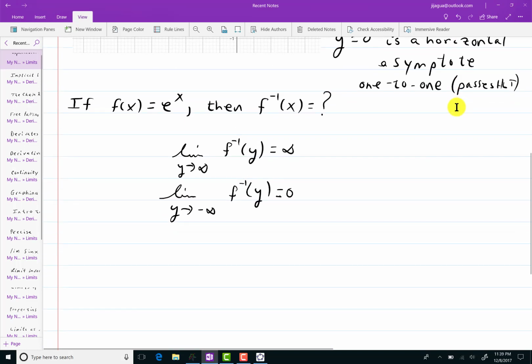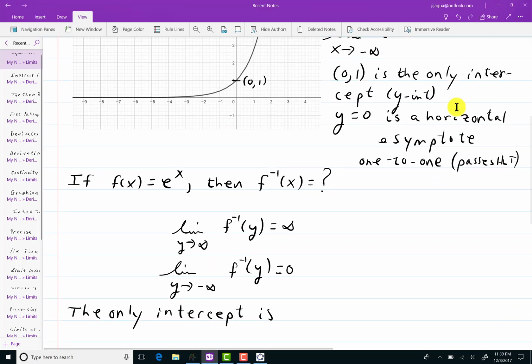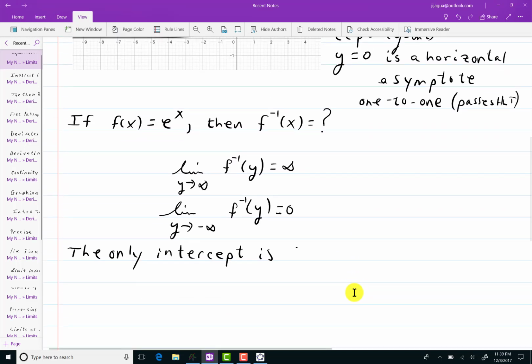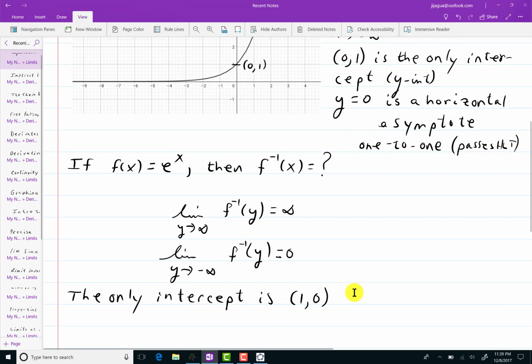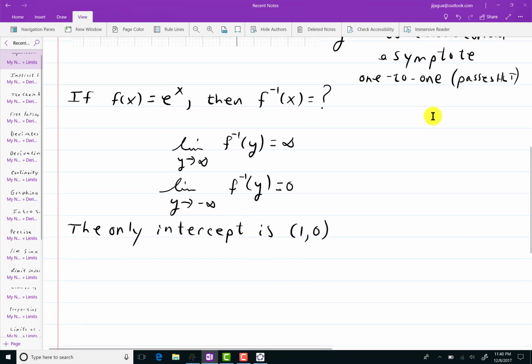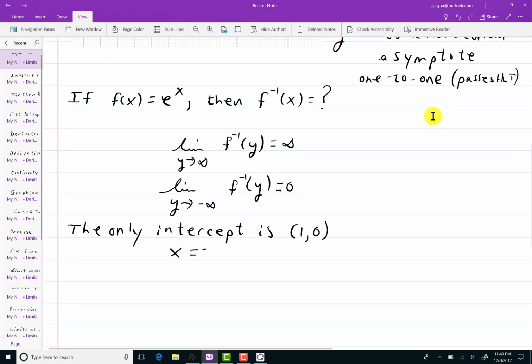Now then, we have (0, 1) was a y-intercept, and it was the only intercept. That means the inverse will only have one intercept, but it won't be a y-intercept, it'll be an x-intercept. If the original had a y-intercept of (0, 1), the inverse has an x-intercept of (1, 0). If the original function has a horizontal asymptote of y equals 0, the inverse function has a vertical asymptote of x equals 0.